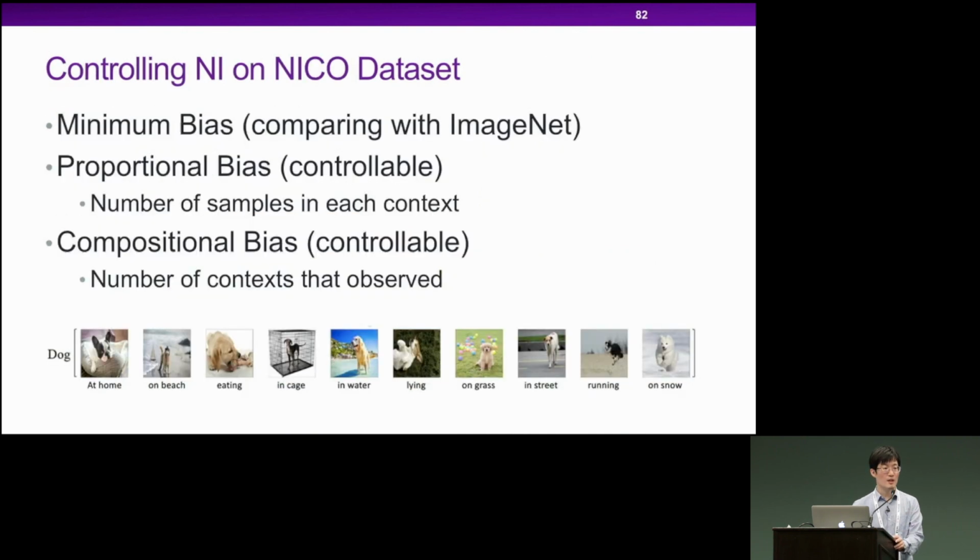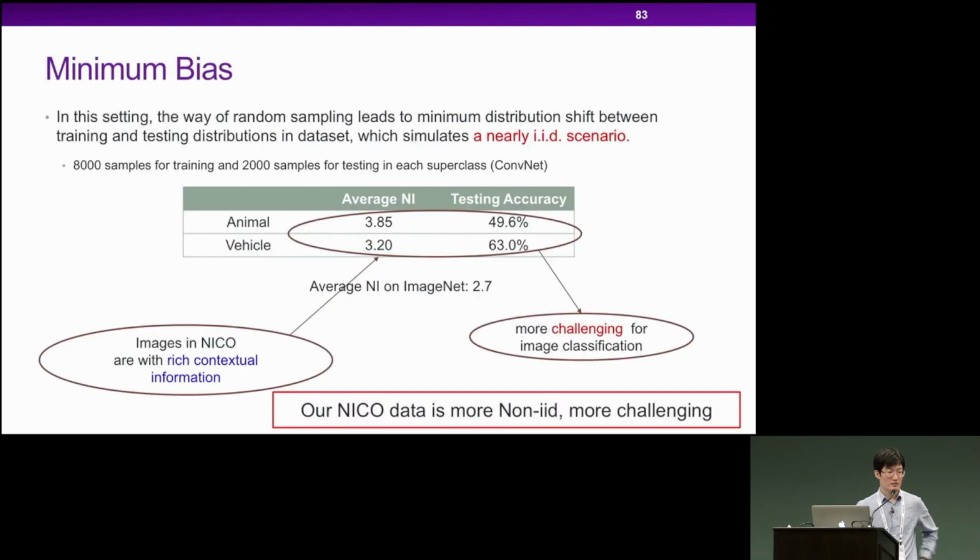So here we provide 3 means to generate the bias. One is a minimum bias, just compared with ImageNet. We can just do some random sampling. And also we can realize the proportional bias. That is done by controlling the number of samples in each context in the training and the testing. And also we can provide a compositional bias. That means, okay, in the training we use a subset of contexts, and in the testing we use another subset.